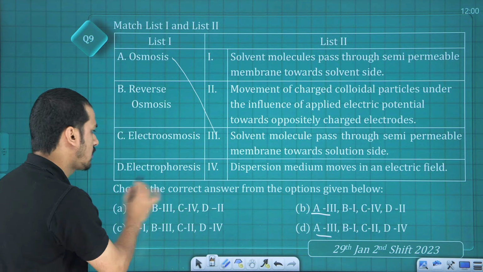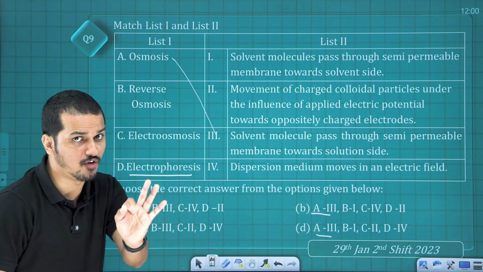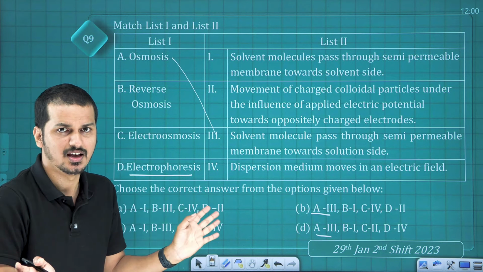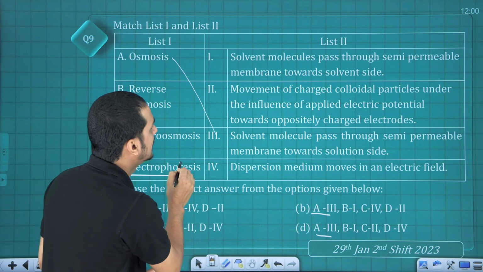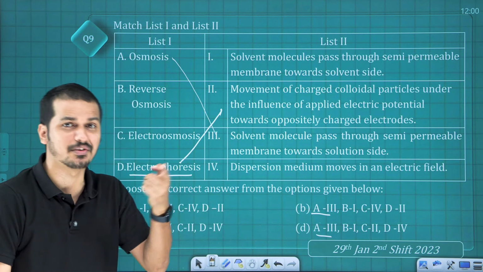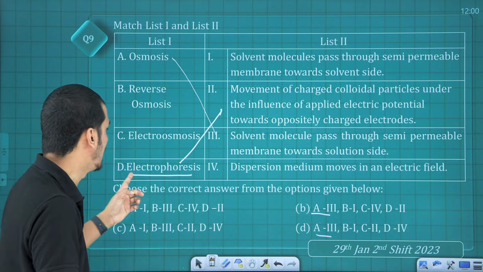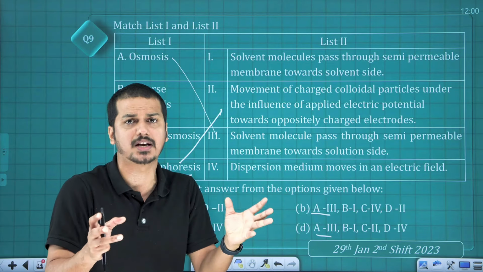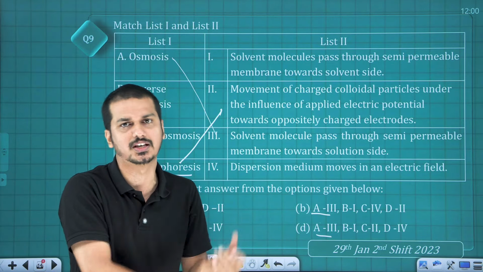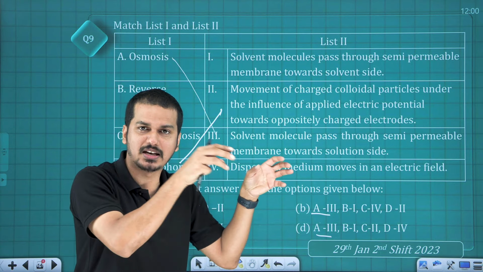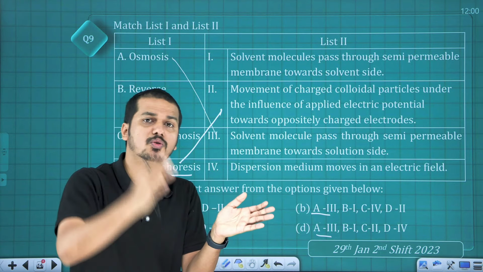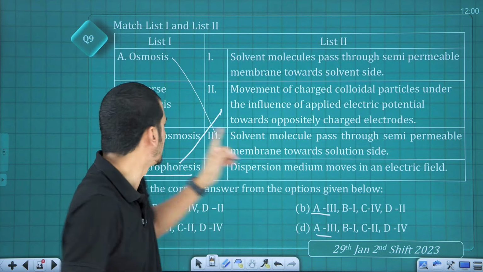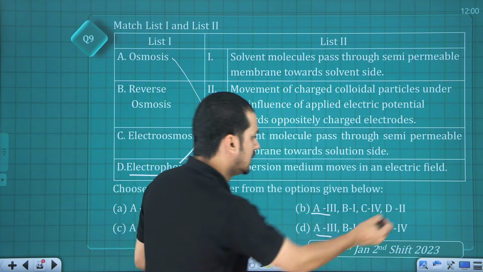Next we can look at electrophoresis. Electrophoresis means movement of charged colloidal particles under the influence of applied electricity, according to their charge. That is D, connected with 2, which relates to the surface chemistry area. All colloidal particles have some charge, like hemoglobin has a positive charge. When you keep it in a U-shaped tube, if it is positively charged it will move towards the negative electrode, and if negatively charged it will move towards the positive electrode. That is what is called electrophoresis. D will be connected with 2.